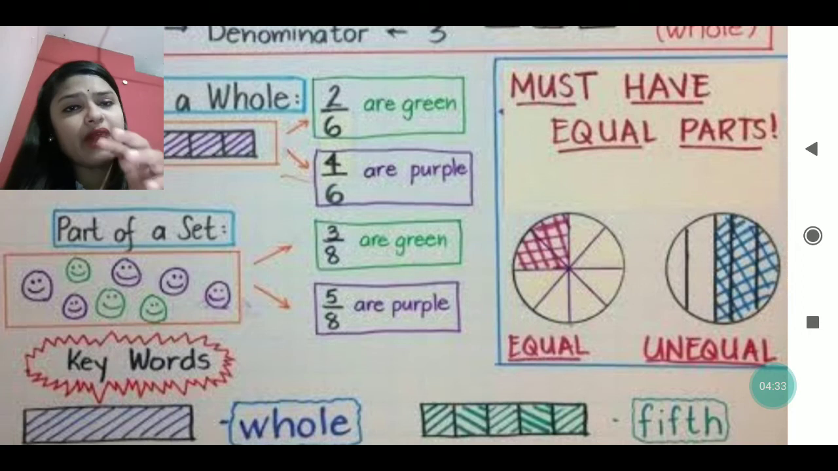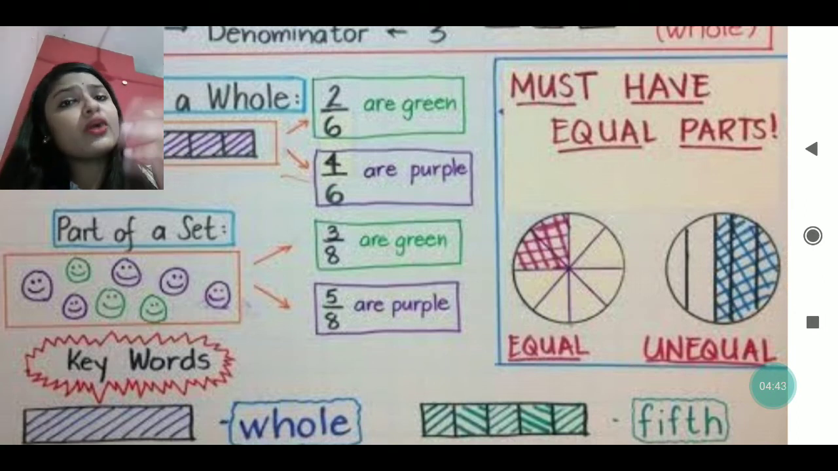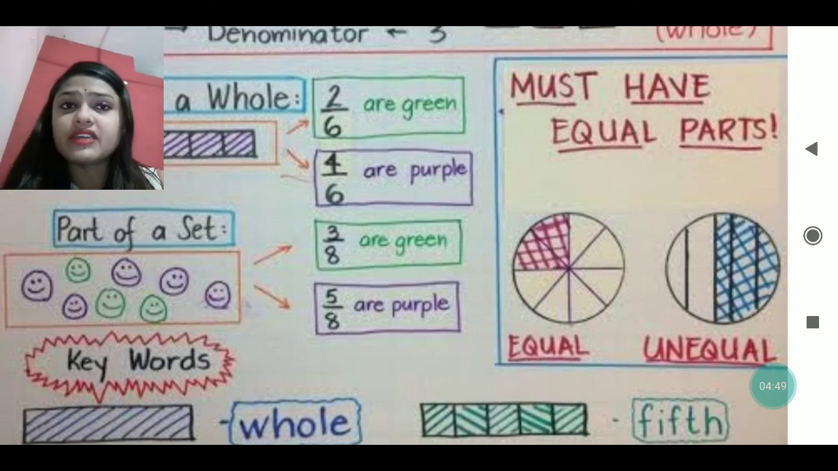So some are green smileys, some are purple smileys. How many are purple smileys, and how many are green smileys? Okay, there are different numbers of smileys. So the total number of smileys is eight. Five are purple and three are green.